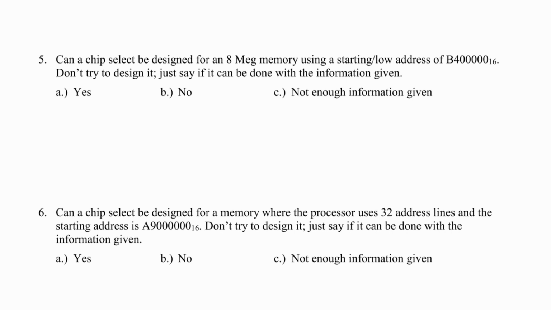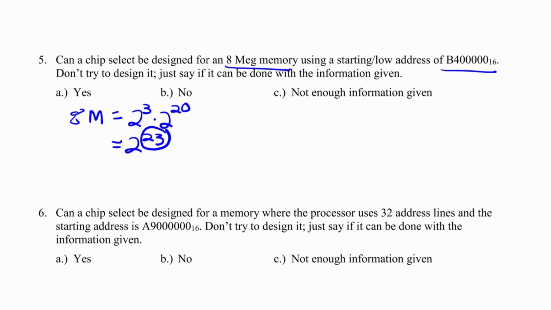Can a chip select be designed for an 8 meg memory? Well, we've got an address here, but we don't have the size of the processor. I do not see anything in this problem that gives me the number of address lines coming from the processor. I see 8 meg, what is 8 meg? Well, 8 meg, we already know, is 2 to the 3rd times 2 to the 20th, 2 to the 3rd being an 8 and 2 to the 20th being a meg, which means it's 2 to the 23rd, which means that our memory device has 23 address lines.